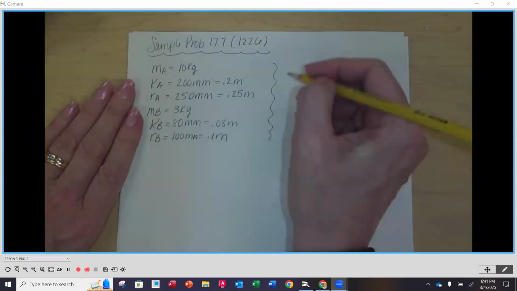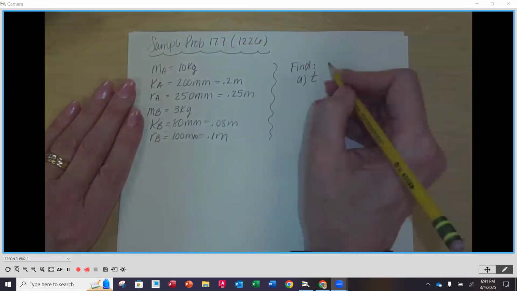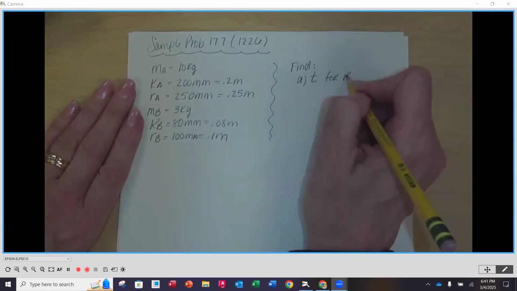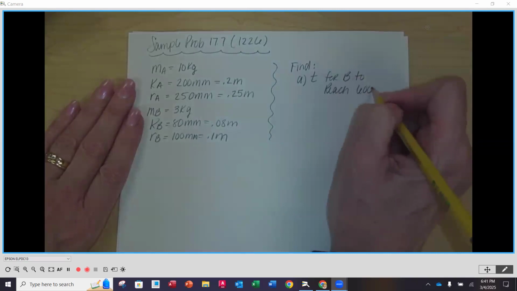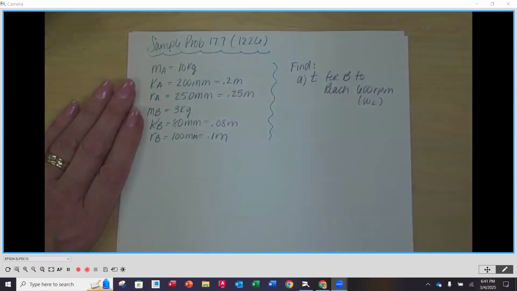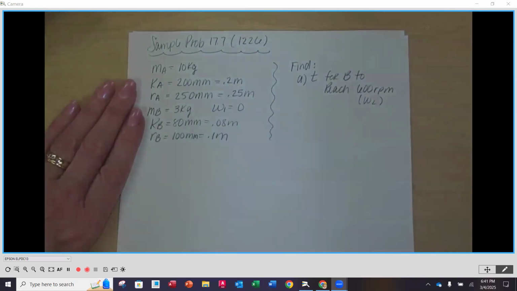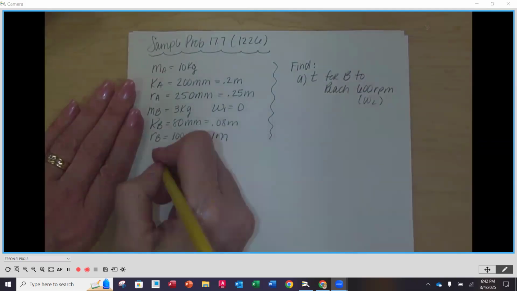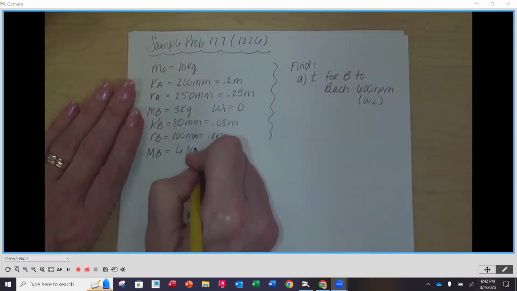Now, what we want to find first is the time for B to reach 600 RPMs, okay? This is omega 2. Omega 1, if you would, is going to be 0. This all starts out with 0, okay? Oh, I forgot to add the moment at B, capital M sub B is 6 Newton meters.